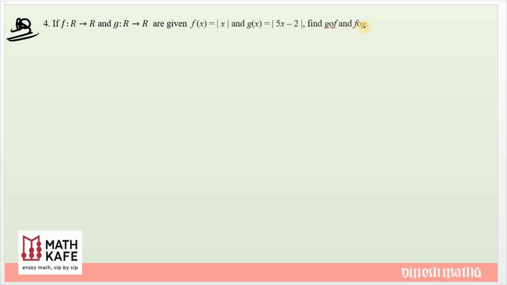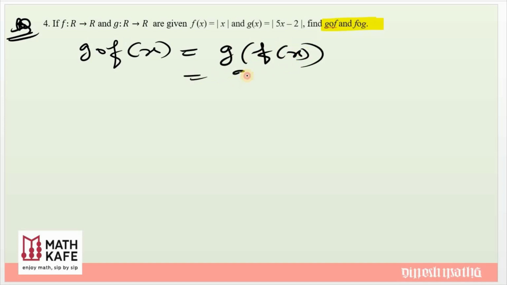Find g of f and f of g. This is another way of asking the question. Sometimes the question will say just g of f and f of g. When you calculate, clearly you should take g of f of a variable, because you need an input always to get the value. g of f of x means g of f of x. This is g of, what is f of x? It is modulus of x.